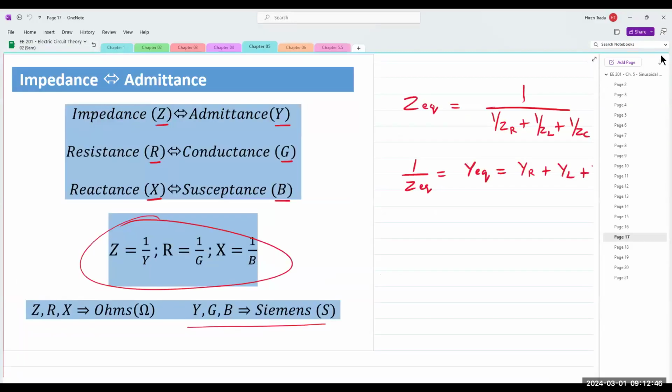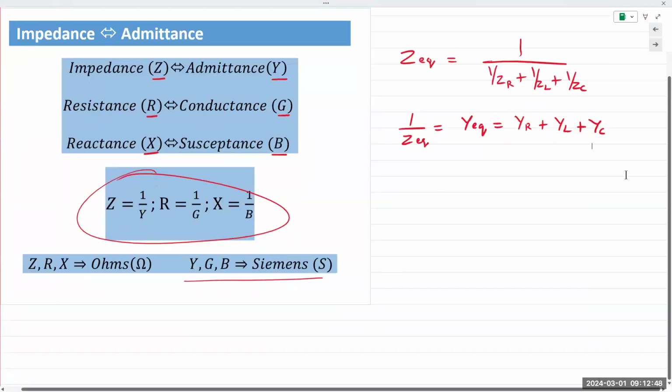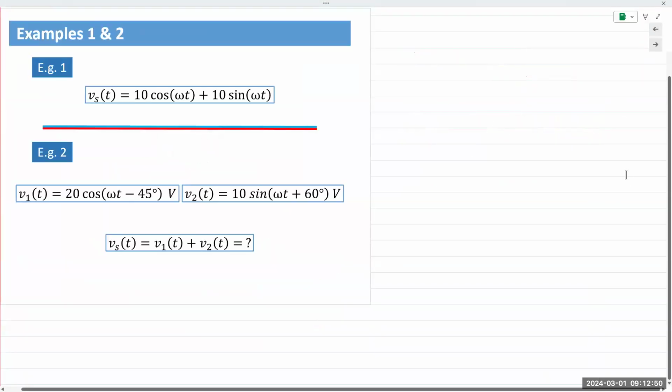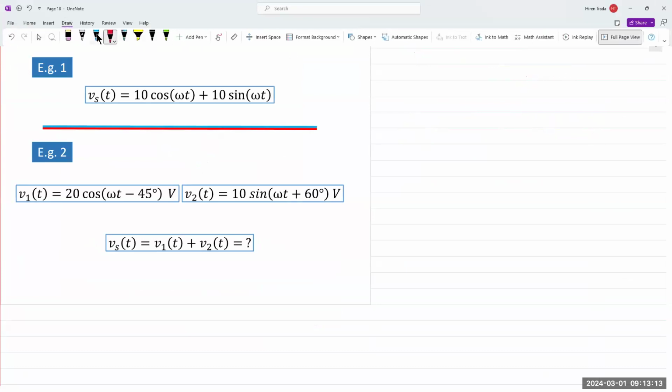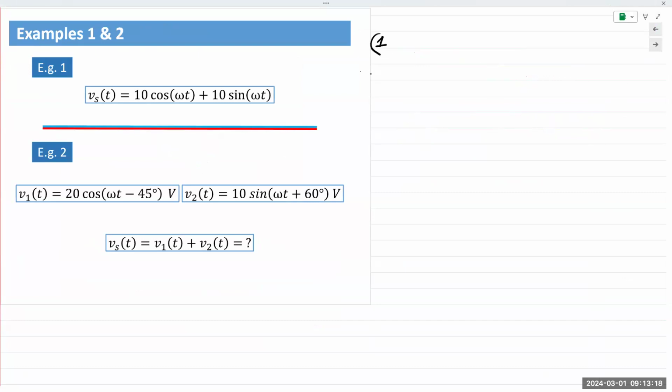Zero two. All right, example 1. The first 2 examples are with regards to sinusoidal phasors. So let's see how we solve this. All right.